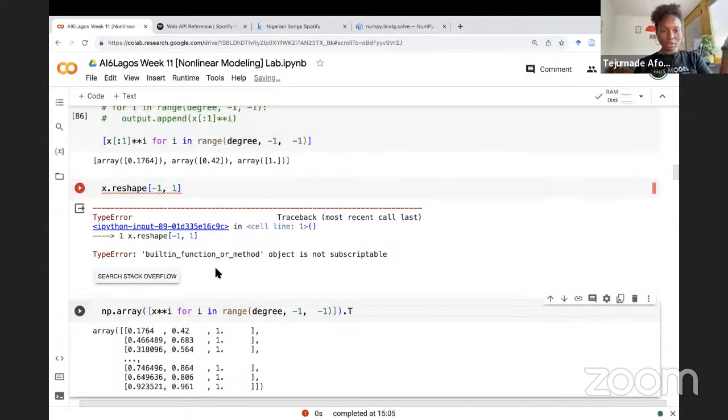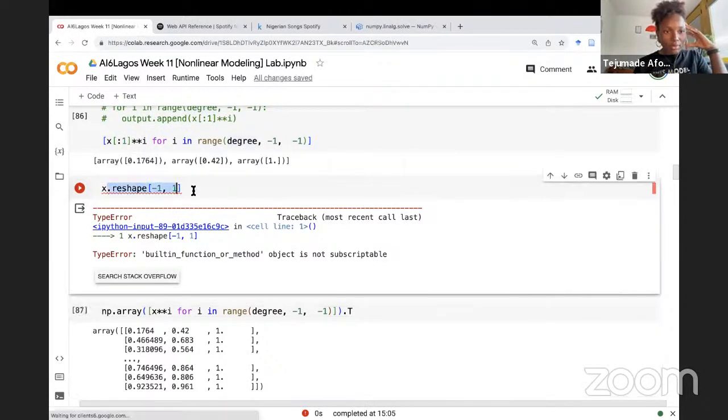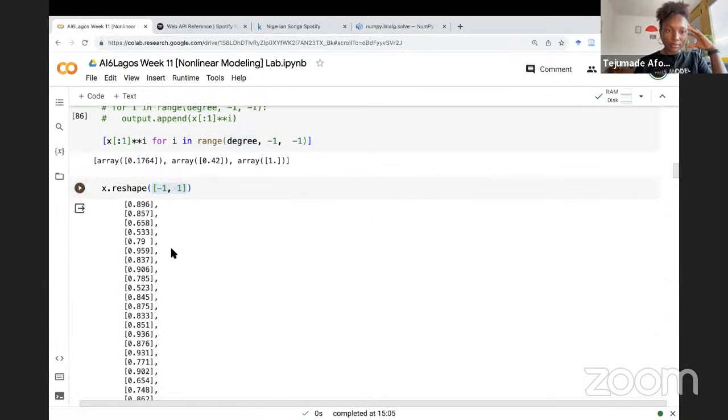Dot ratio. What is it? It's not so subscriptable. What have I done wrong? Okay, sorry. I see what I've done wrong. Okay, great.